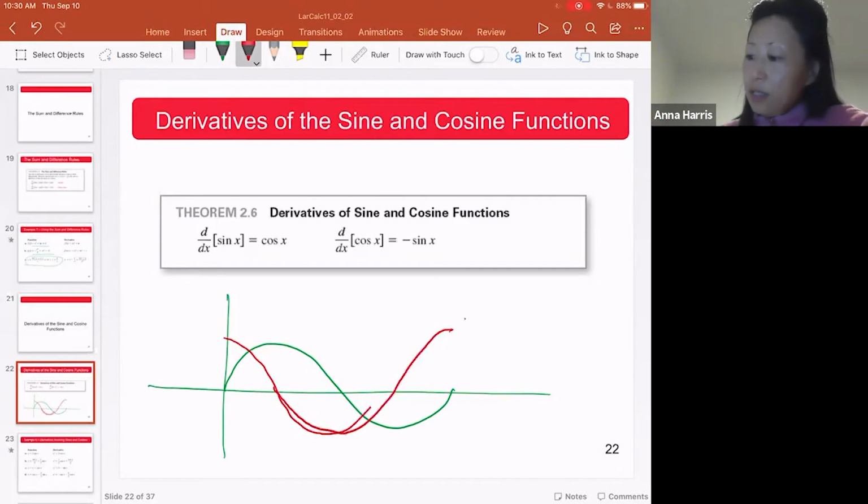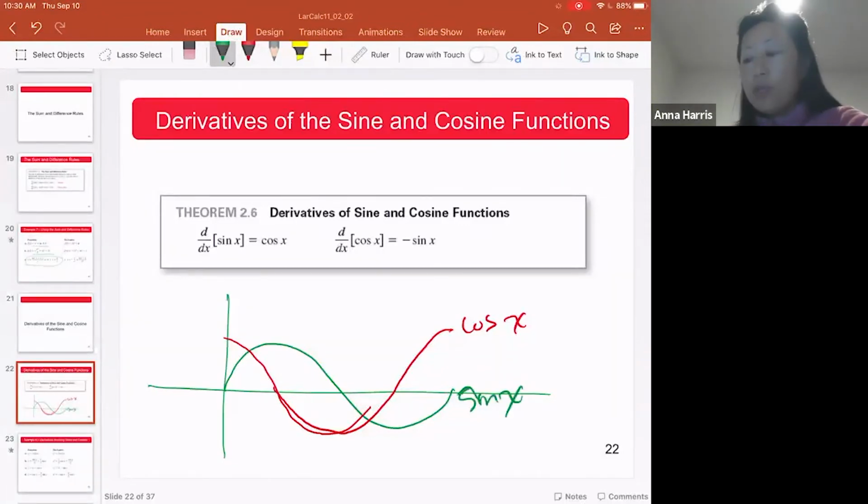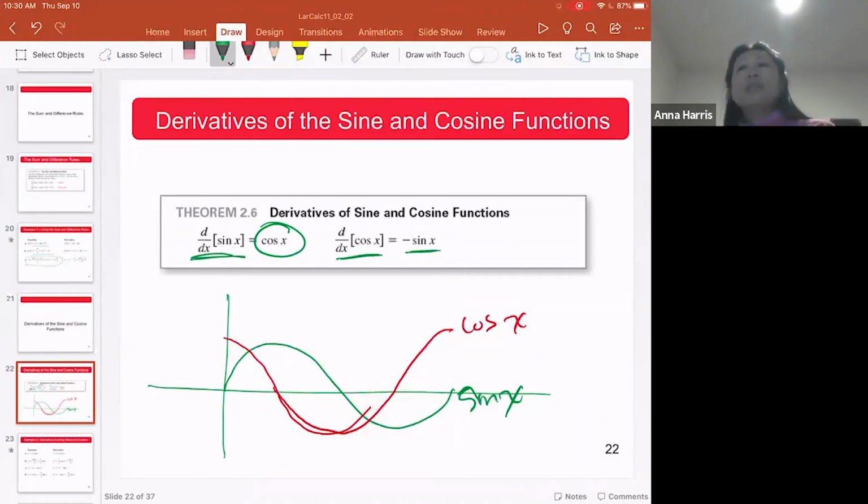Okay, so this is a cosine of x. This is a sine of x. So in other words, when you take a derivative of a sine, you get a cosine. And when you take a derivative of a cosine, you get a negative sine. All right, you can just memorize. Okay, so derivative of a sine is what? Cosine. And derivative of a cosine is what? Negative sine. Okay.